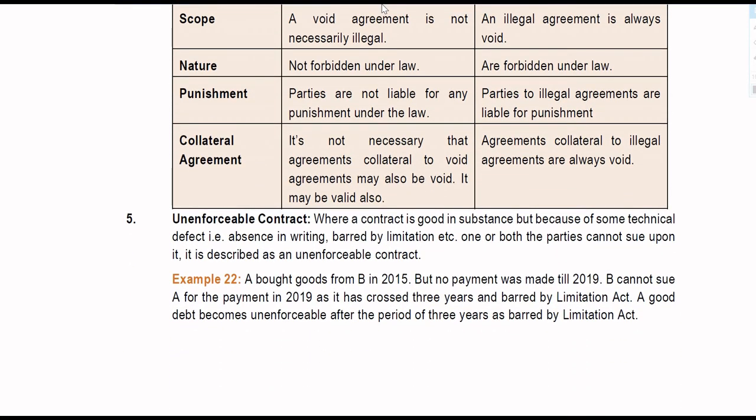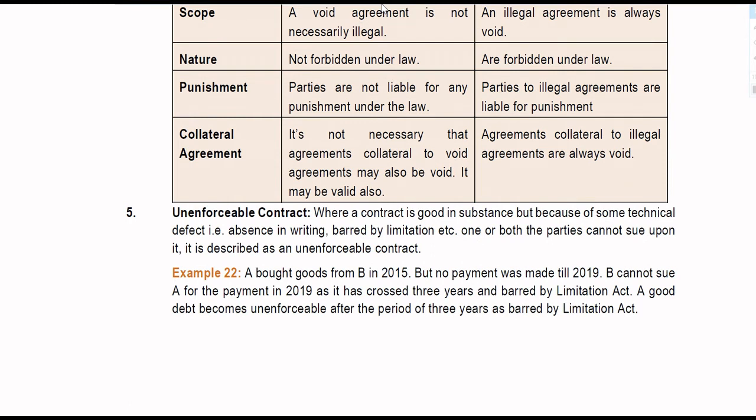An unenforceable contract. Where the contract is good in substance but because of some technical defect, that is absence in writing, barred by limitation, etc., one or both the parties cannot be sued, it is described as an unenforceable contract. Example 22. A bought goods from B in 2015, but no payment was made till 2019. B cannot sue A for the payment in 2019 as it has crossed 3 years and is barred by the Limitation Act. A good debt becomes unenforceable after the period of 3 years as barred by the Limitation Act.